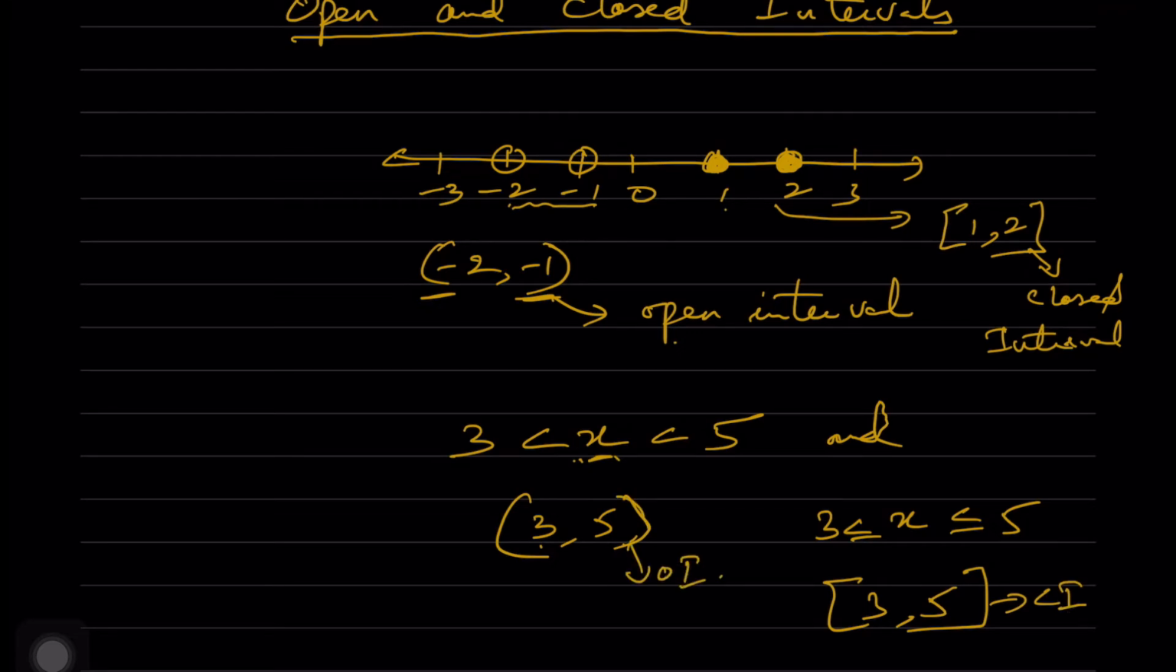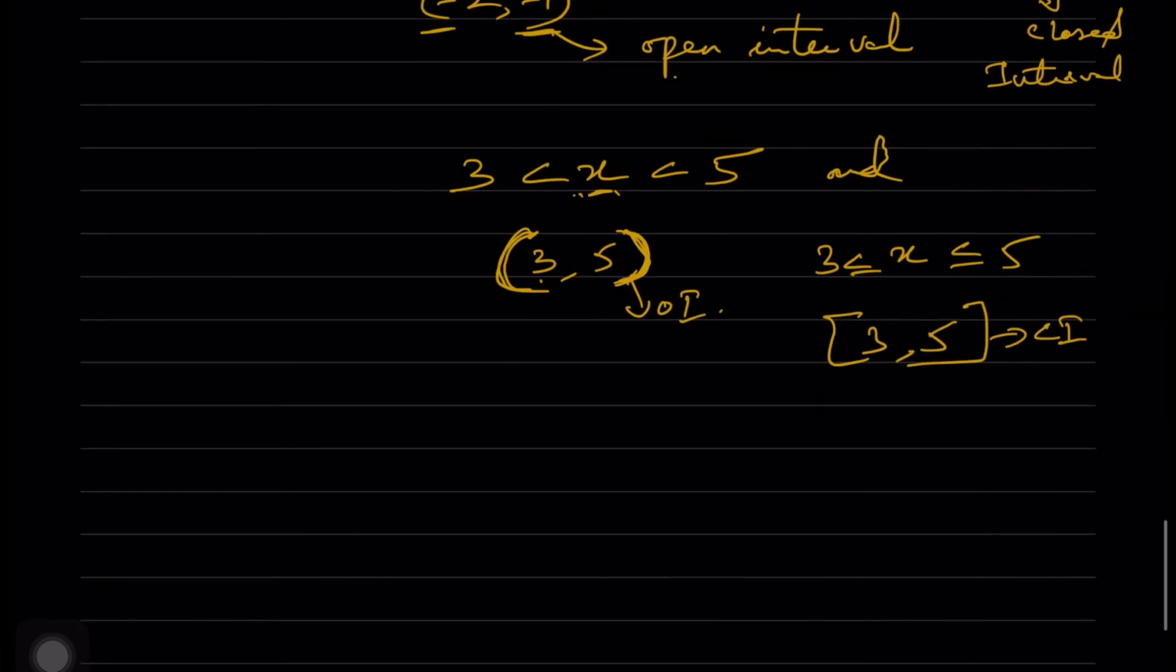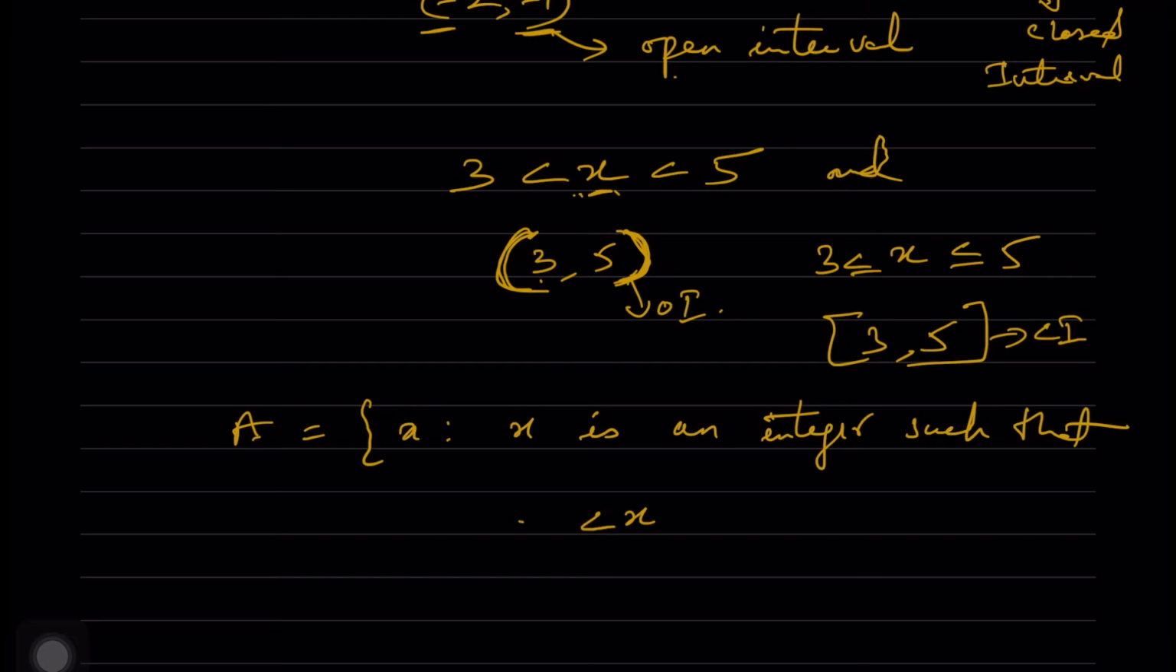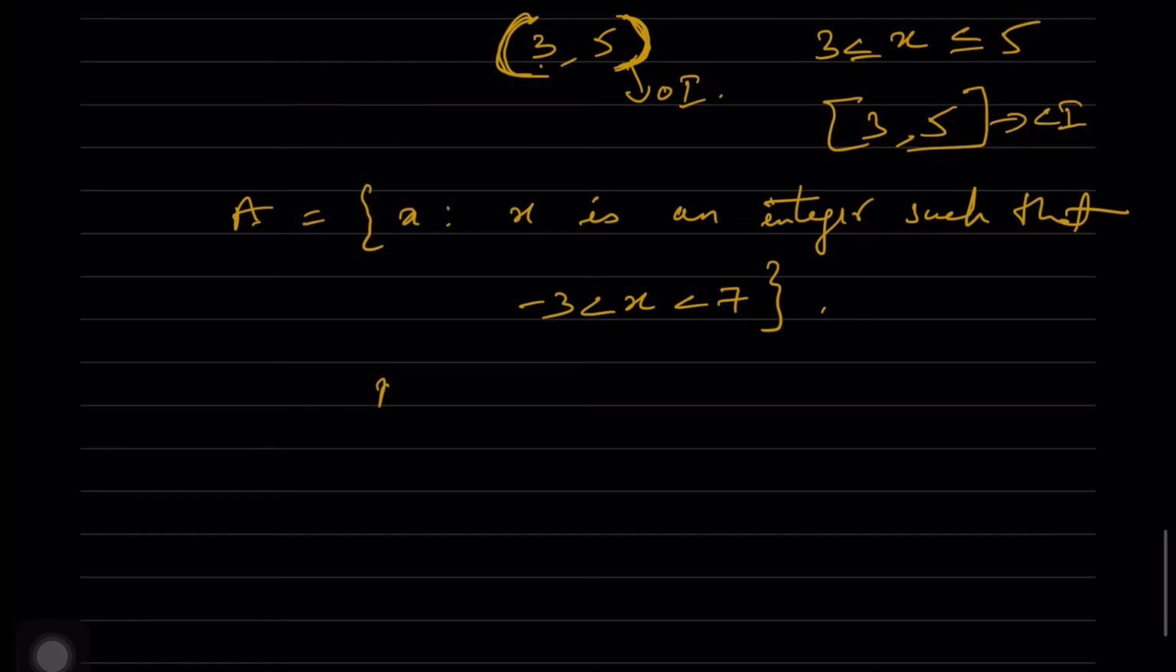So remember, whenever we take this type of bracket, it is said to be an open interval, and this type is a closed interval. Suppose you have A is equal to x such that, in set builder form, x is an integer such that x lies between -3 and 7. Now how do we write this in interval form? We can write this as (-3, 7). Here we put this type of bracket. Got it? So we say that this is an open interval.